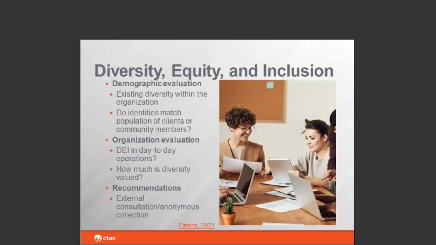Furthermore, organization evaluation includes questions about how diversity, equity, and inclusion are included in day-to-day operations, and how much diversity is valued as evaluated by employees. Generally, given the sensitive nature of this topic and difficulty for organizations to address it from within, it's usually recommended that external consultation may benefit assessment, especially in reducing aspects of assessment that we've talked about before, such as bias and also receiving honest feedback. Sometimes these topics can get really sensitive, and it's hard for employees, even when working with internal HR, to be honest about the diversity, equity, and inclusion piece.